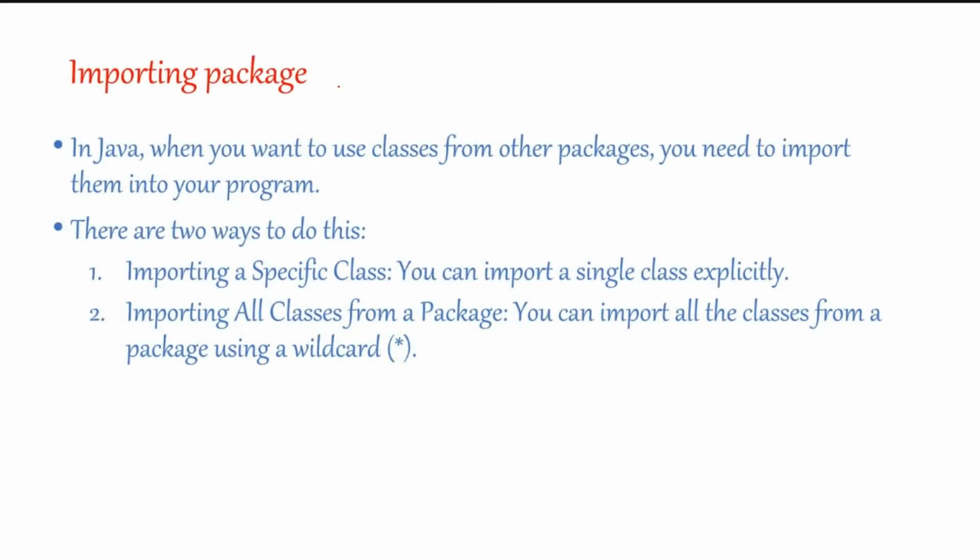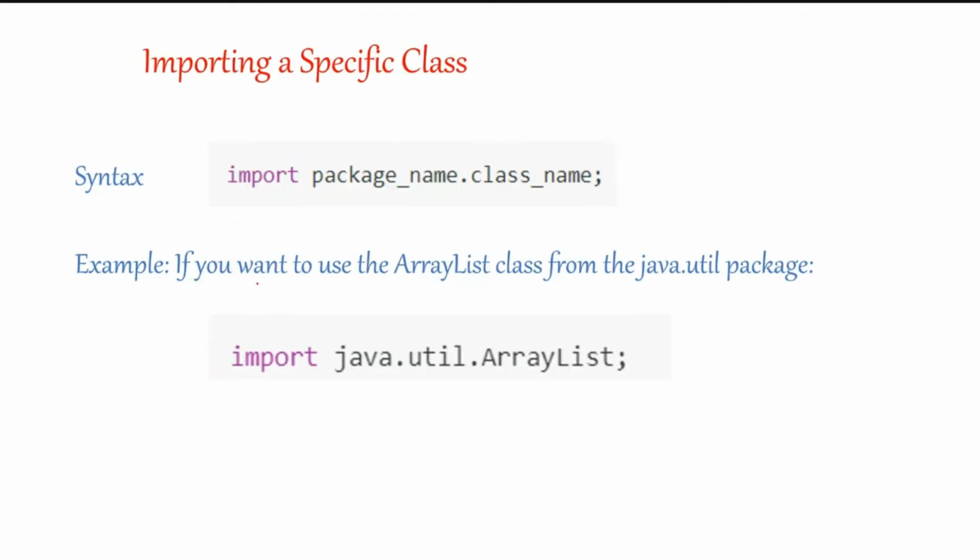Two syntaxes are required when you are importing a package in your program. There are two ways. One way is importing a specific class, another way is importing all the classes from a package. So the first way that we are going to see is when you are importing a specific class. So what is the syntax for that? It's very simple. Package name dot class name, that's it.